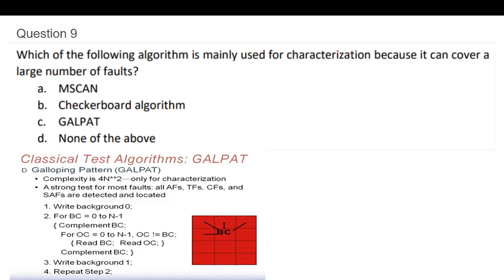Next question, which of the following algorithms is mainly used for characterization because it can cover a large number of faults? If we see this algorithm, GALPAT, the galloping pattern, its complexity is 4n square, which is huge, and it's given that it's used only for characterization. A strong test for most of the faults. It is the test which covers all of the array faults, transition faults, coupling faults, stuck-at faults, and like this, all of the faults are detected. So it's used for characterization.